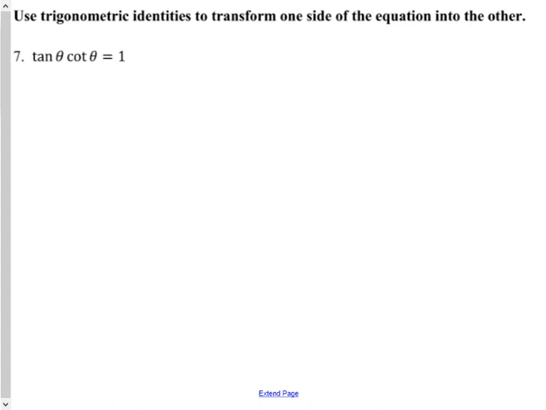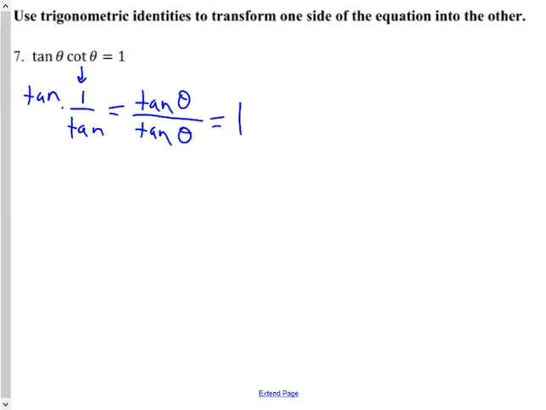So, using trig identities to transform one side into the other. Most of these are going to involve reciprocals or changing things into sine and cosine. In this case, you can pick; I like to pick that cotangent is 1 over tangent. So now I have tangent of theta over tangent of theta, which is 1. And that's it. We're not doing any extremely hard ones yet. We're going to start with some easy ones off the bat.